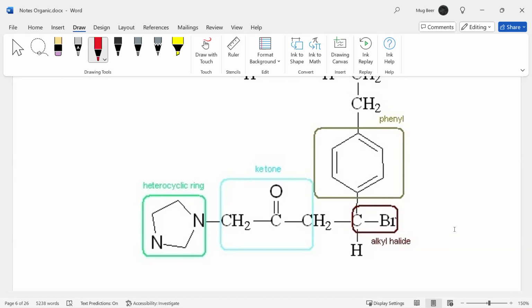The next one is a ketone. The ketone is kind of like the aldehyde, except it can't be at the end. The carbonyl group has to have a carbon on both sides. So the smallest ketone possible has 3 carbons in it.